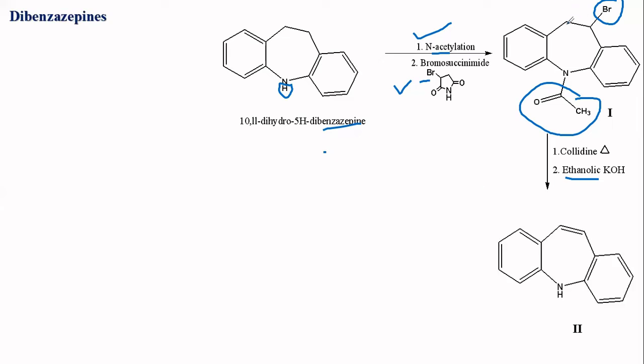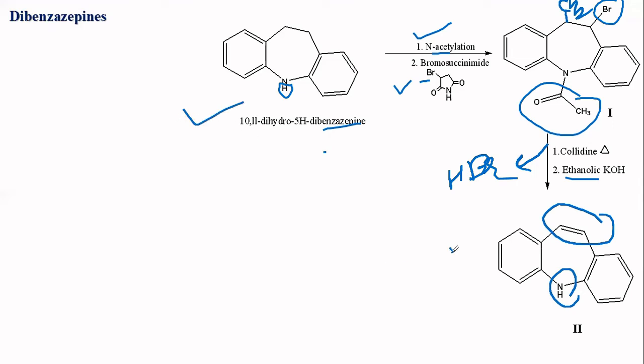It is assumed that this corner represents CH2. So CH2 is present here. Specifically, there will be the elimination of HBr, and the elimination of HBr will result in the formation of this double bond. This is one step. The second one, due to heating or passing through collidine, is the removal of the acetyl moiety, so again that will become NH. Now if you compare the reactant and this structure 2, what happened? We have just introduced the double bond at the C10 and C11 positions. For that, first the acetylation took place, followed by bromosuccinimide addition.